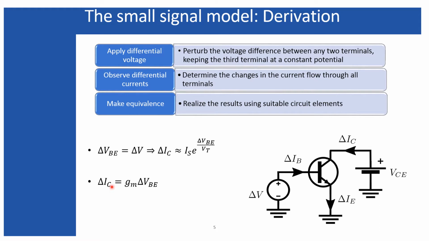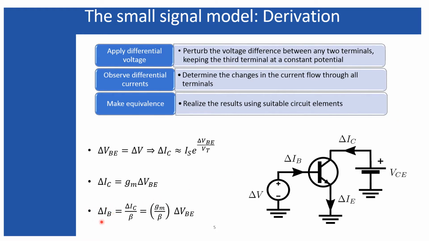Now what is this? This collector current represents the output current and the base emitter voltage represents the input voltage for the common emitter configuration. So basically the differential output current results due to the differential change in the input voltage. So we can consider in this perspective that the output current depends upon the input voltage. So this equation we can model as a voltage dependent current source. The current source depends upon the input voltage.